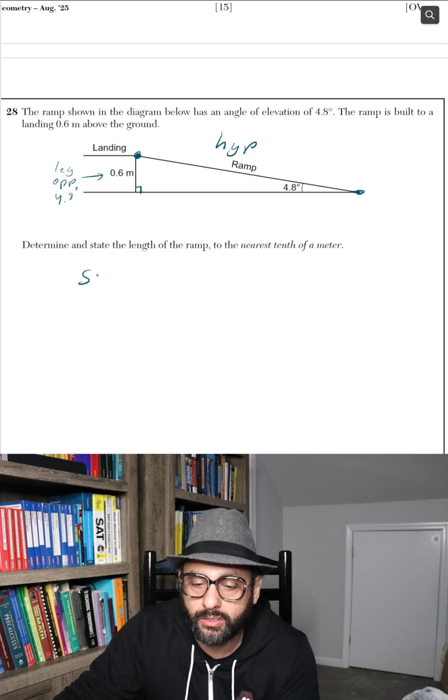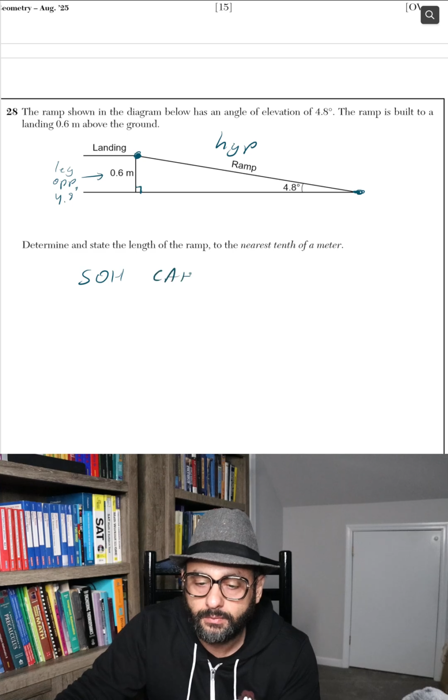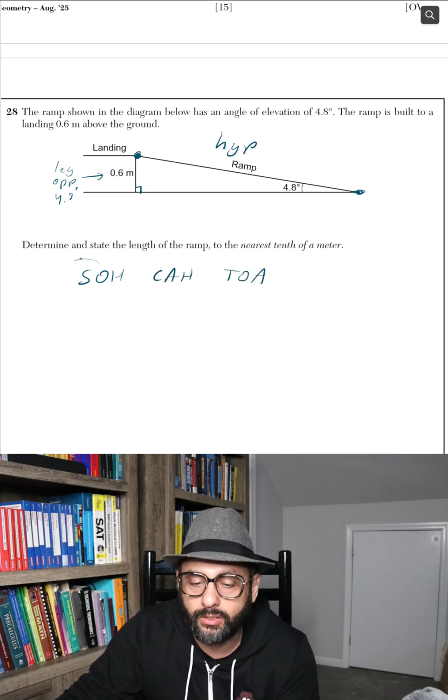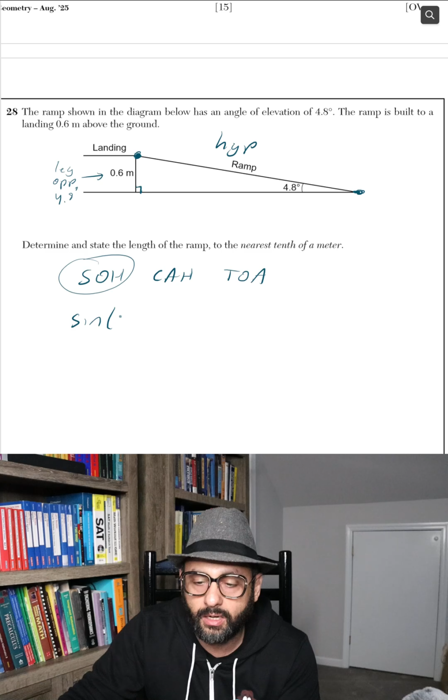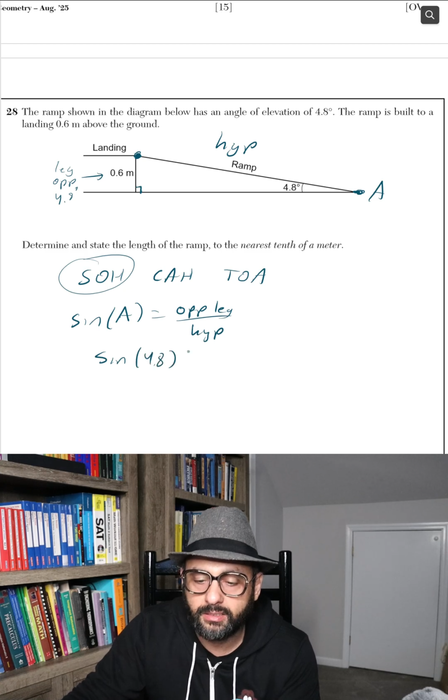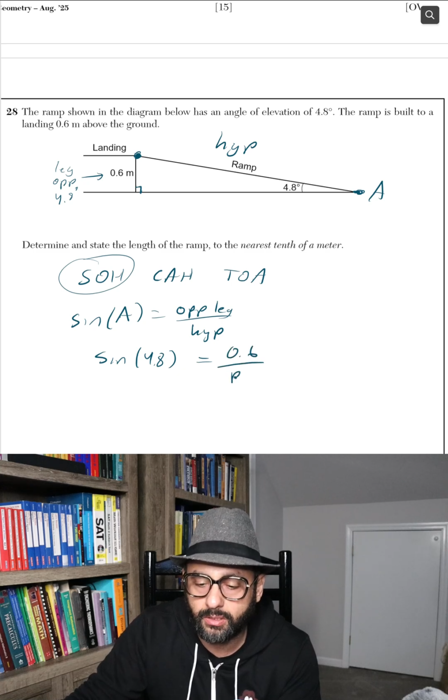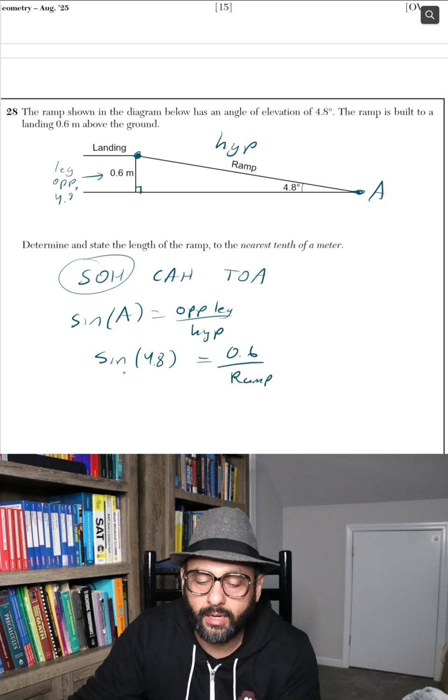And if I remember SOHCAHTOA, the ratio that uses opposite leg and hypotenuse is this one. Sine of, I'm going to call this point A. Sine of point A is equal to opposite leg over the hypotenuse. And so I got sine of 4.8 is equal to the opposite leg, which is 0.6, divided by the hypotenuse. I'm going to call that ramp. And then I'm going to put this over 1 so I could cross multiply.